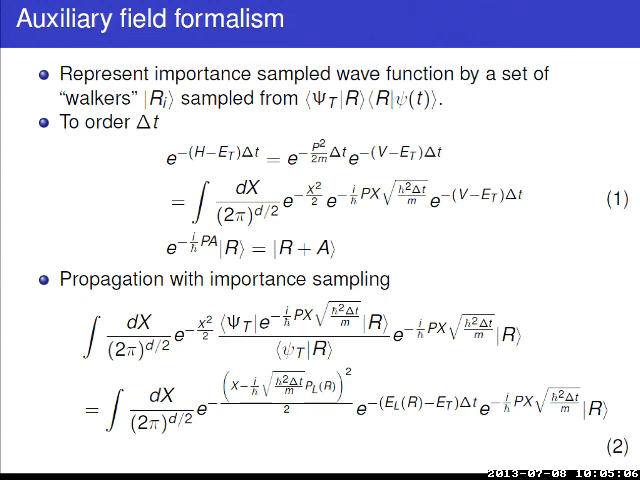Here's the propagator in imaginary time, where I've done the Trotter breakup. Because this is a square of an operator, we can just use the Hubbard-Stratonovich transformation. So that's what I've written: p squared is just this integral over a Gaussian with this linearized operator here. This is what the Hubbard-Stratonovich transformation always does: it linearizes these quadratic operators.